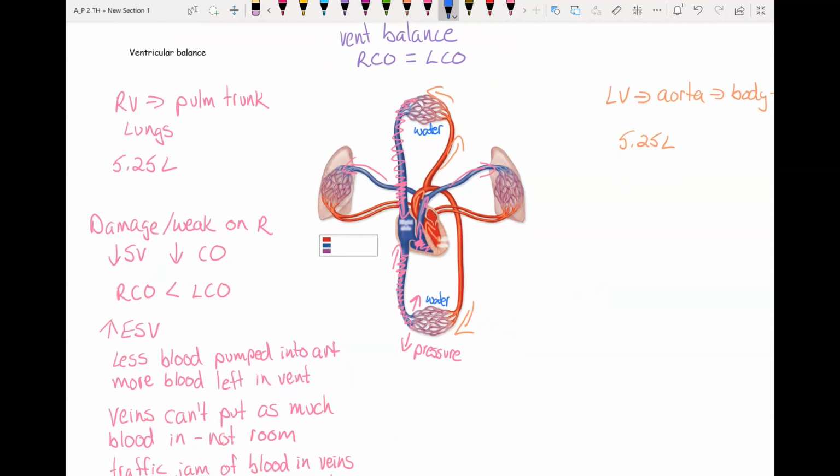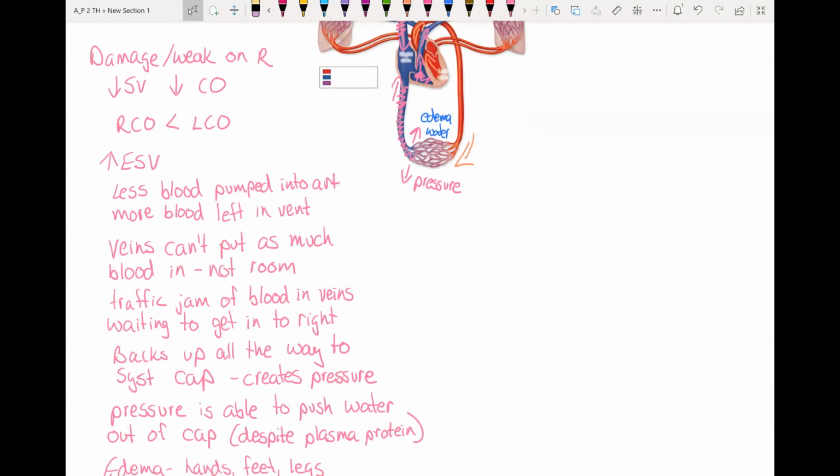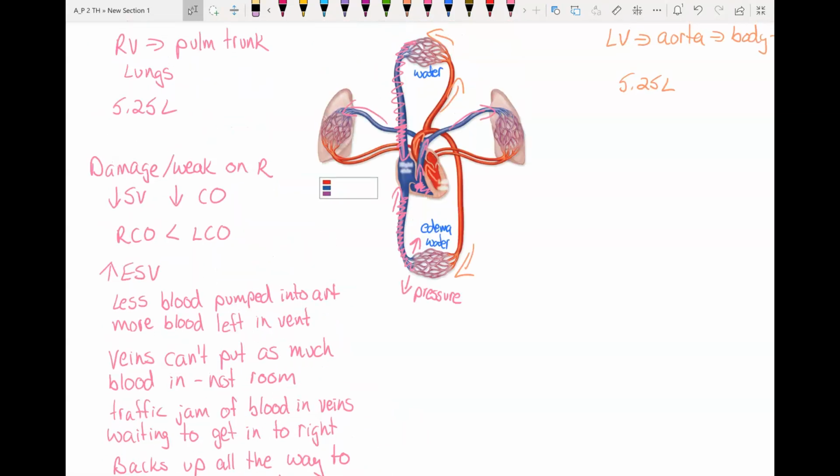And if you remember from when we talked about this in chapter 18, this is edema. So your body will swell. So you will get edema. And you'll especially see it in the hands and the feet and the legs. So if you have heart disease or damage on the right side of your heart, you're going to end up with edema out in the body, out in the hands and feet and legs, because of that pressure created by the blood backing up, trying to get into the right side of the heart.